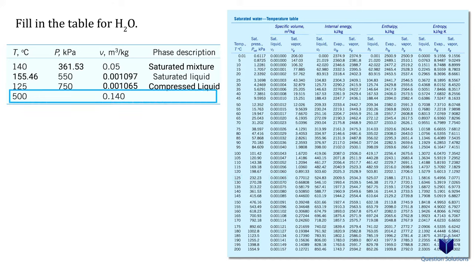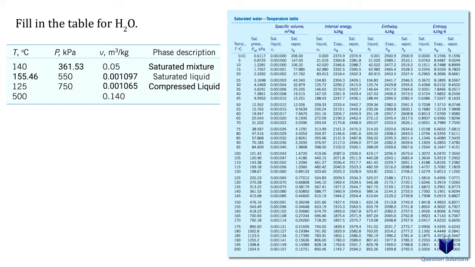Now the last row. We're given the specific volume and the temperature. If we look at the temperature table, forgetting the fact that it doesn't go up to 500 degrees Celsius, and we look for the saturated vapor specific volume, we see that at 0.14 cubic meters per kilogram, the temperature should be 195 degrees Celsius, which means we need to look at the superheated water table. We look to see a temperature of 500 degrees Celsius and a specific volume of 0.14 cubic meters per kilogram. This value here is the closest, so that means the pressure is 2.5 megapascals or 2,500 kilopascals.